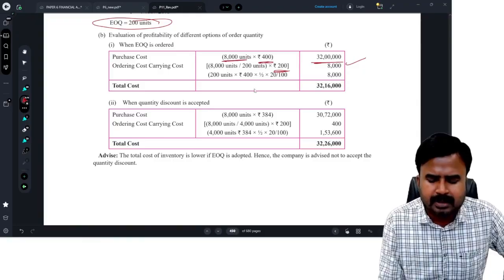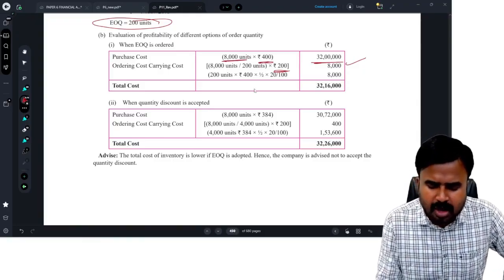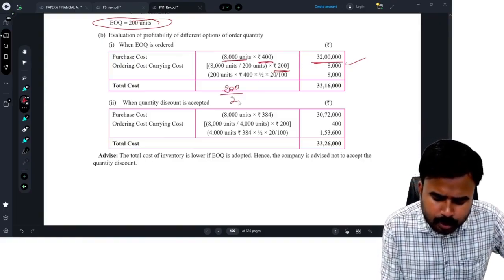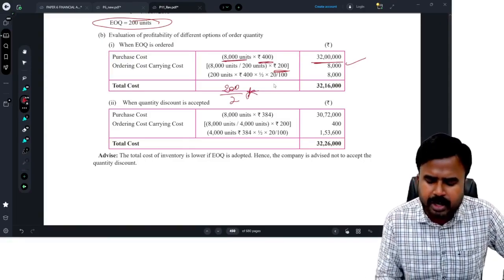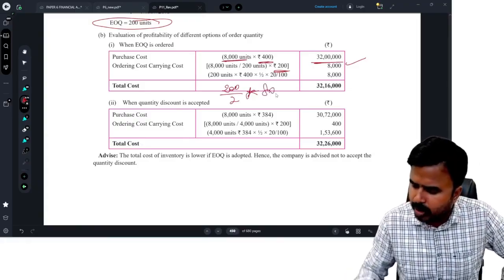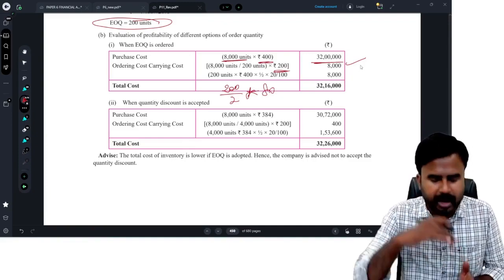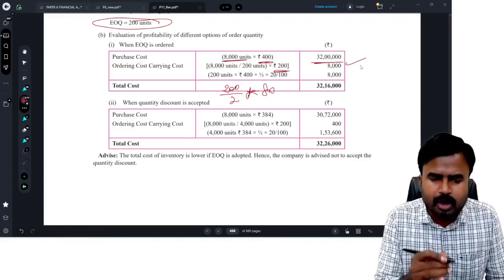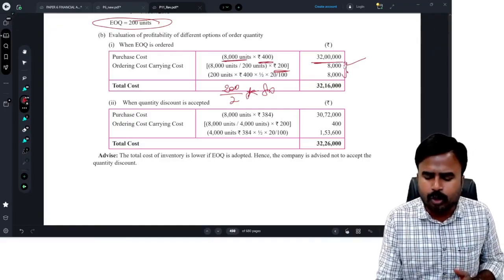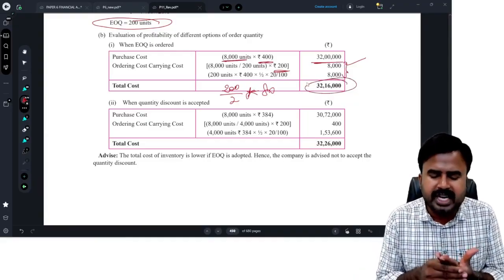Inventory carrying cost means average quantity into ICC per unit per annum. Average quantity is half of economic ordering quantity. Half of economic ordering quantity means 200 divided by 2, that is 100 units, into ICC per unit per annum, which is 80 rupees. Just now we have calculated. So 100 into 80, I got 8,000. Generally, at economic ordering quantity, ordering cost must be equal to inventory carrying cost. Okay. Finally, to get total cost, I must add three expenses: purchase cost, ordering cost, inventory carrying cost.